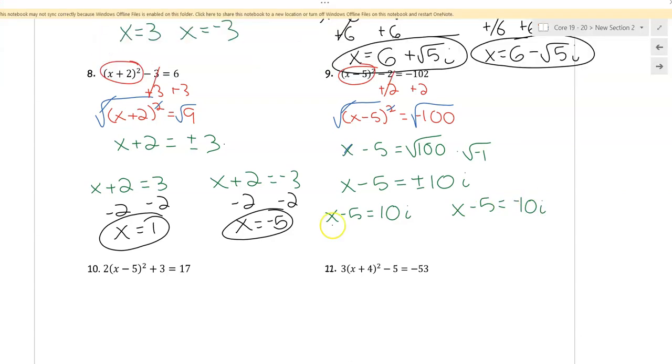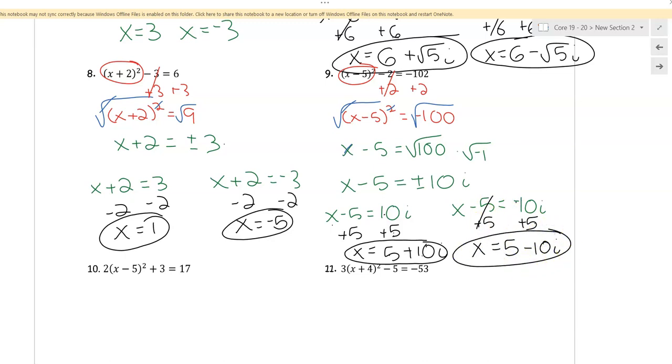And finally, get our final answer. Solve for x. I'm going to add 5. This goes first. So we have positive 5, positive 10i, so 5 plus 10i. Same thing here, add 5. I have positive 5 and minus 10i. So 5 plus 10i and 5 minus 10i.